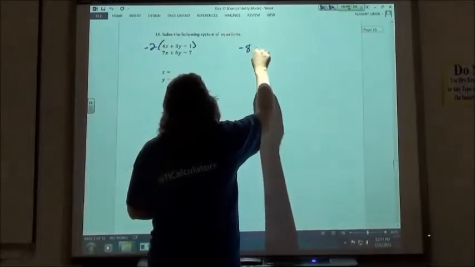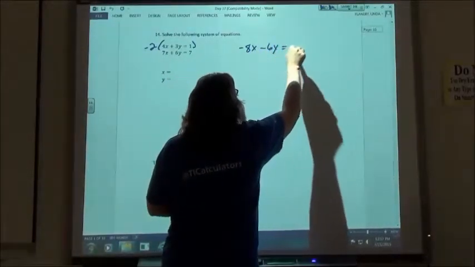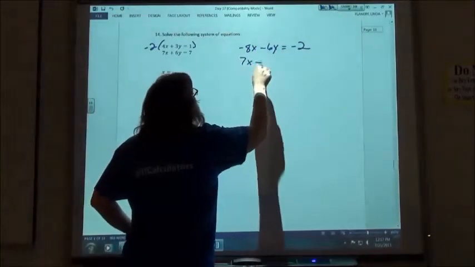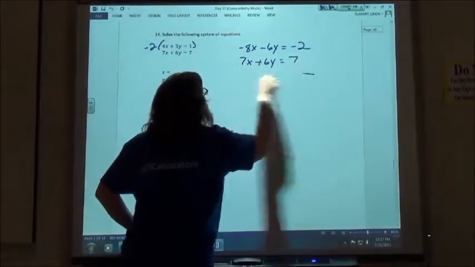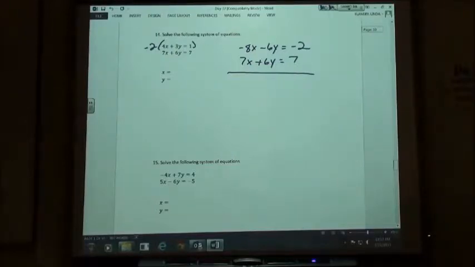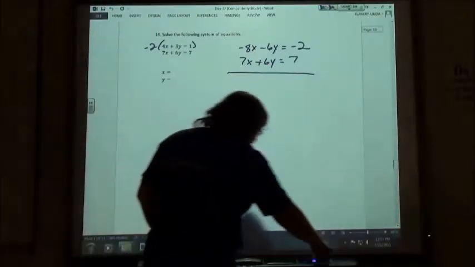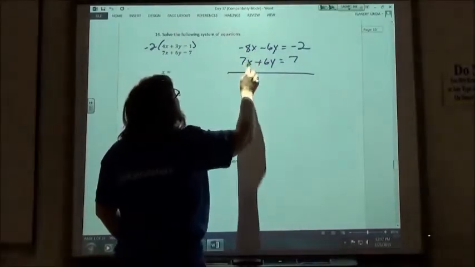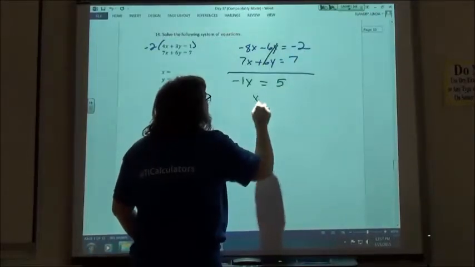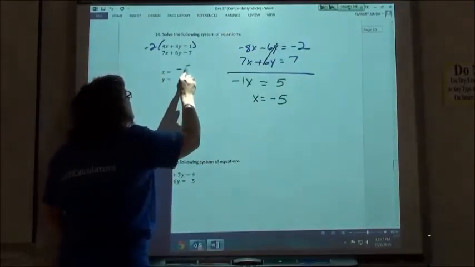So negative 8x minus 6y equals negative 2. The bottom equation I'm just going to leave alone: 7x plus 6y equals 7. Otherwise, if I was going to get rid of the x's, I'd have to take the top equation times 7. The bottom equation, I'd want my sign to be negative, so I'd use a negative 4. So I had 28 and negative 28. Solving, I'm going to get negative 1x equals 5. So x equals negative 5.